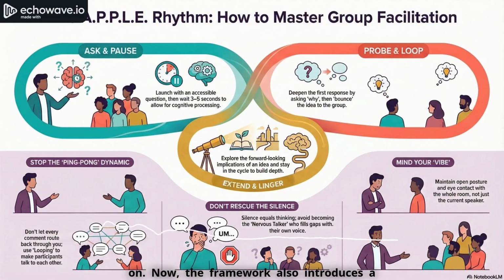That's spot on. Now, the framework also introduces a more targeted variation of the loop, which is called pouncing. Okay, pouncing. So while bouncing throws the idea to the entire room for anyone to grab, pouncing is a gentle, deliberate invitation to the quieter members. The phrasing suggested is something like, anyone who hasn't spoken yet want to add to this?